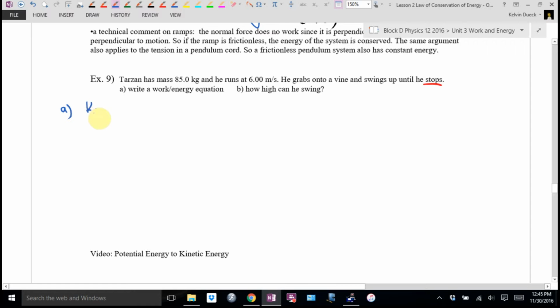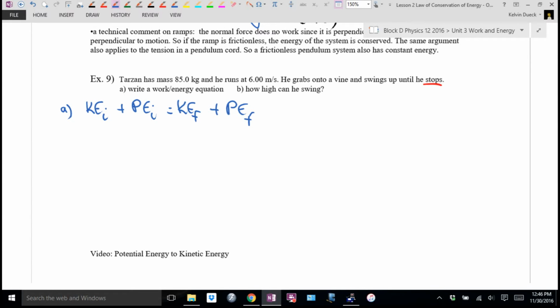I'm going to write KE initial plus PE initial equals KE final plus PE final. And they don't want me to include any friction between the vine and the tree branch. So, okay. Are any of these 0? Are any of these 0? Okay, stops. Yes? What else did you say?